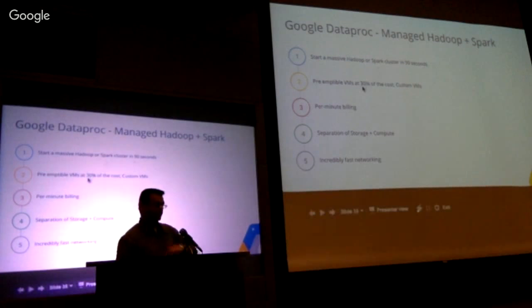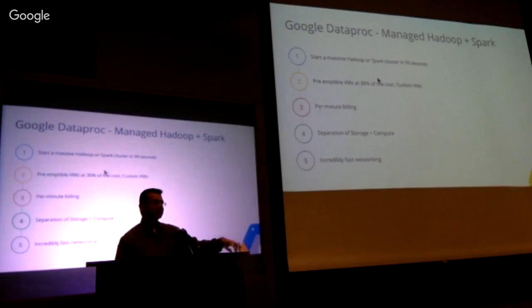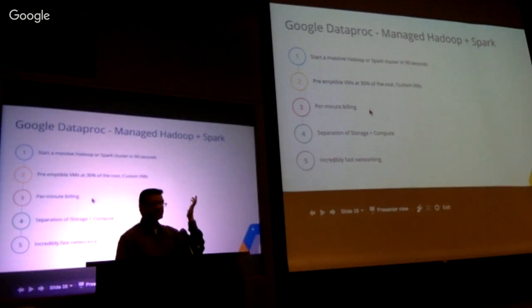It says 30%, but in some cases you can actually get a 70% discount on what your spend is. It's a pretty big savings. Per minute billing. If you go to any other cloud, it's per hour billing. So if your job finishes in 61 minutes, you're going to pay for 2 hours. In this case, if your job finishes in 61 minutes, you're going to pay for 61 minutes.